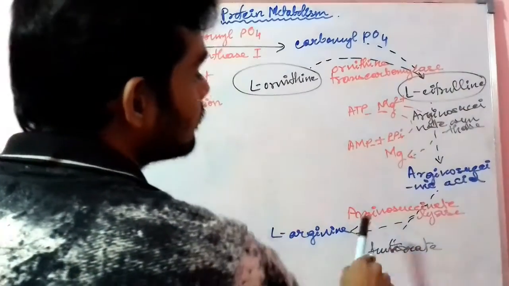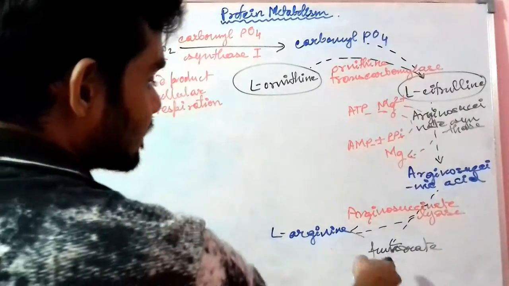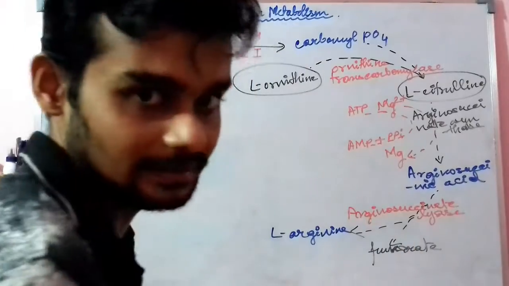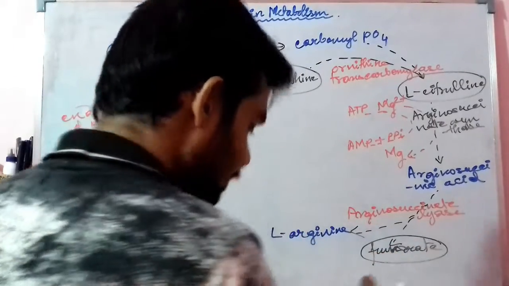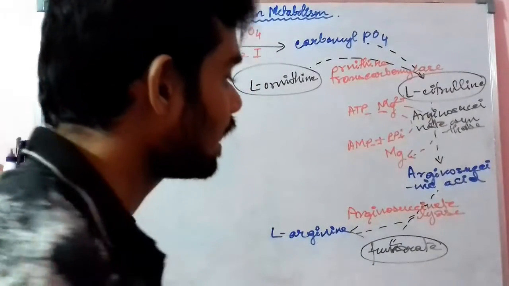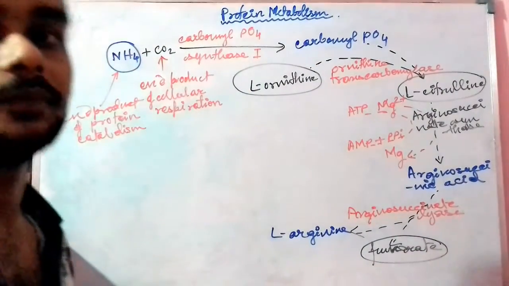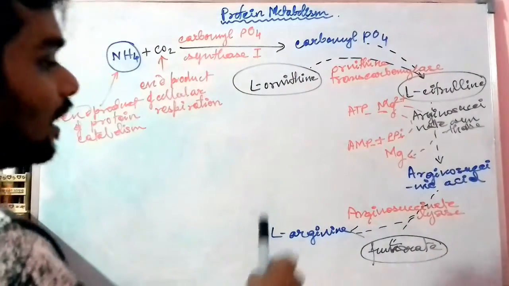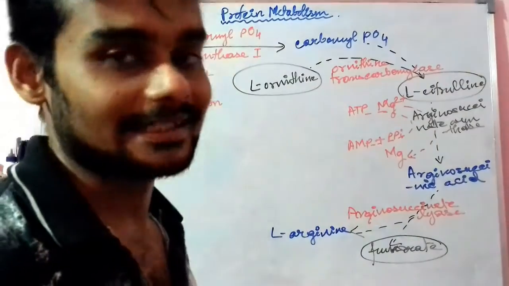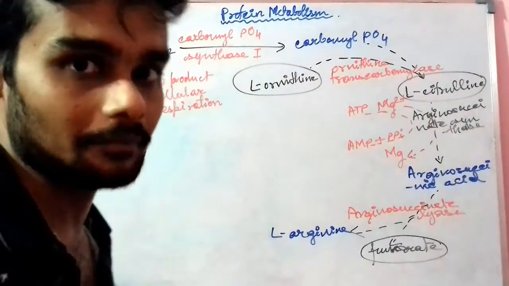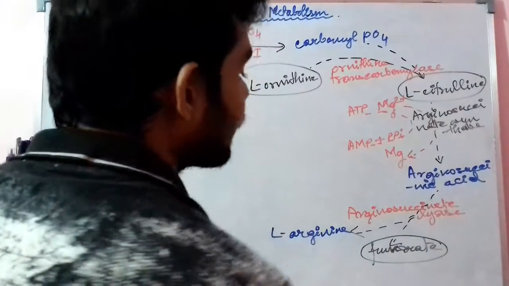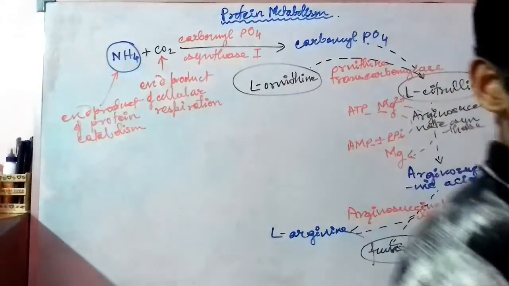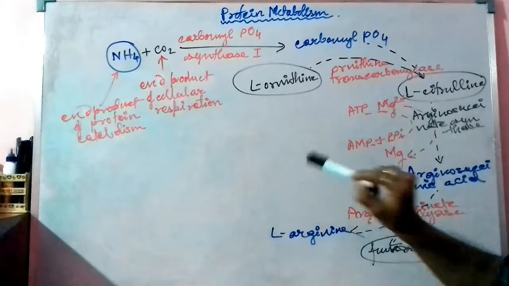Now the argininosuccinic acid in the presence of argininosuccinate lyase gets converted to L-arginine, and the lyase also splits the argininosuccinic acid to fumarate. So fumarate here is a byproduct. This fumarate is converted to fumaric acid, or it acts as the electron donor in the electron transport chain, or the fumarate leaves the body as an excretory product through the urine, but in very small quantity. Whatever it is, it is a very small amount of toxic byproduct formed in this entire urea cycle.